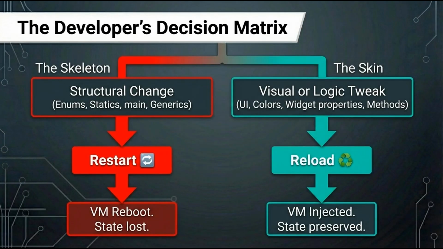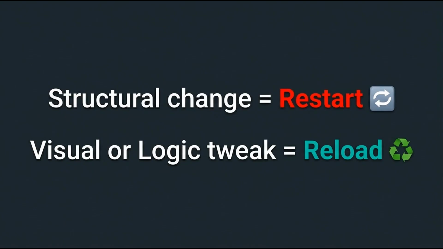Here's a simple decision matrix for you. Think of it as the skeleton versus the skin. If your change is structural, enums, statics, main, generics, that's the skeleton. Use Restart. The VM reboots, and state is lost. If your change is visual or a logic tweak, UI colors, widget properties, methods, that's the skin. Use Reload. The VM injects the new code, and state is preserved. And the golden rule to remember is this: structural change equals restart. Visual or logic tweak equals reload.